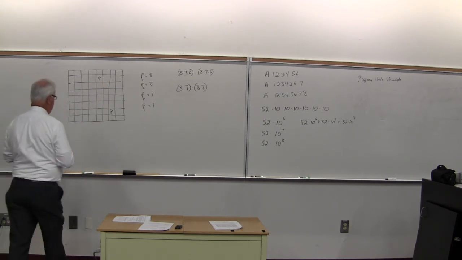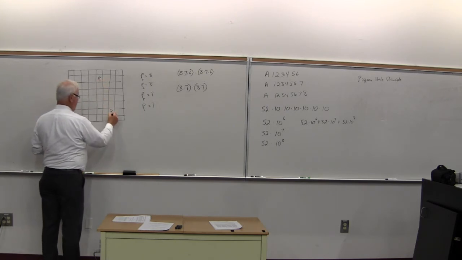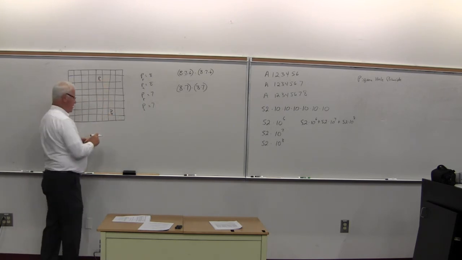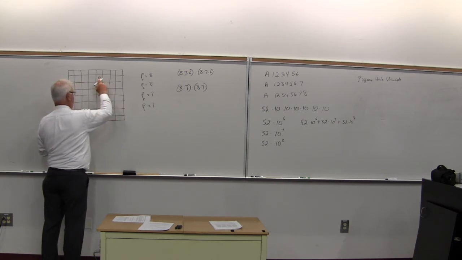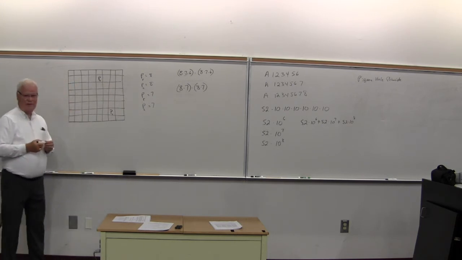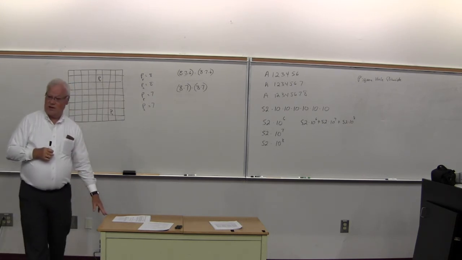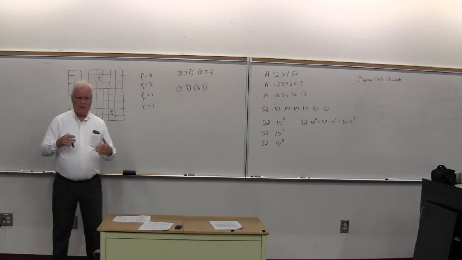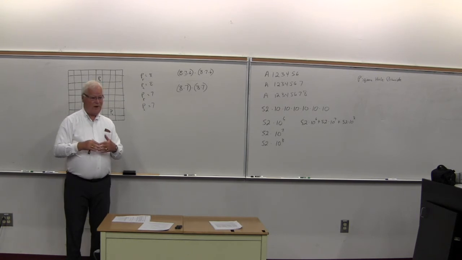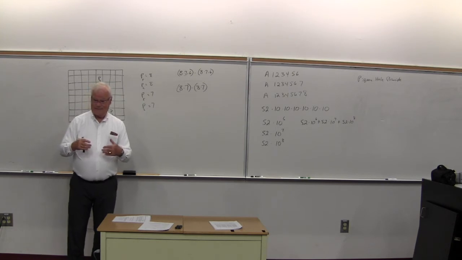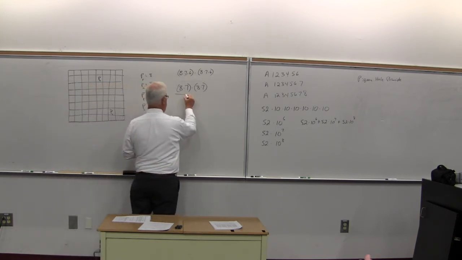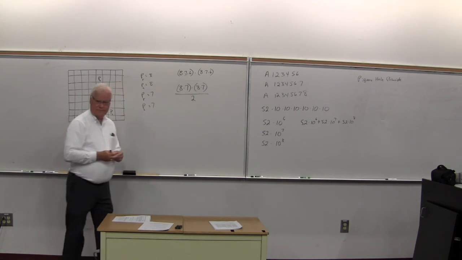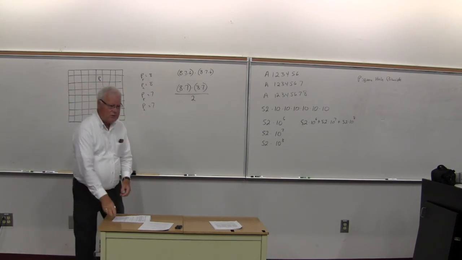But let me ask you, if this is pawn 1 and this is pawn 2, is that a different pattern from putting pawn 2 down here and pawn 1 up there? No. Same pattern, right? Whoa. So what does that mean? For every pattern we came up with, we've got to divide by two, right? Because there's really two patterns that are the same. Okay. So it's just thinking these things through.